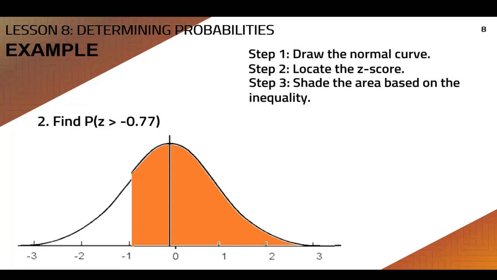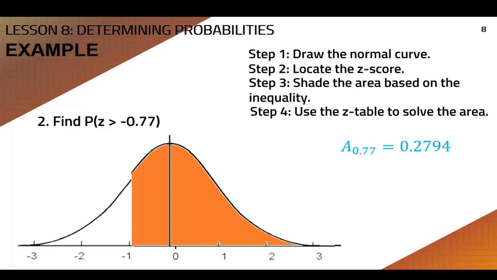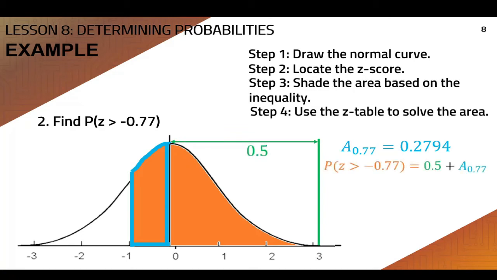So, let's solve this. Based on our illustration, the shaded area overlaps the mean, therefore our operation will be addition. We add the area of 0.77 to 0.5. Therefore, what area do we get?